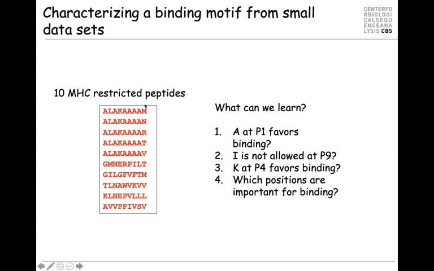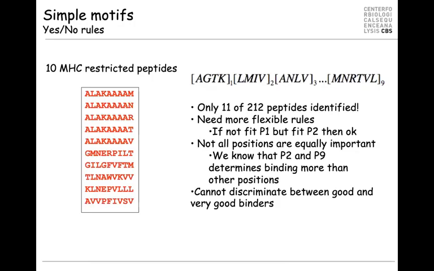We also see at the last column that we never observe an I. We observe T and V and M and so on, but never an isoleucine. Does it mean that if you have a peptide with an I, it will never bind? Maybe not. Making such strict rules from 10 peptides is maybe too harsh. So it's very hard from small observations to make very good rules.